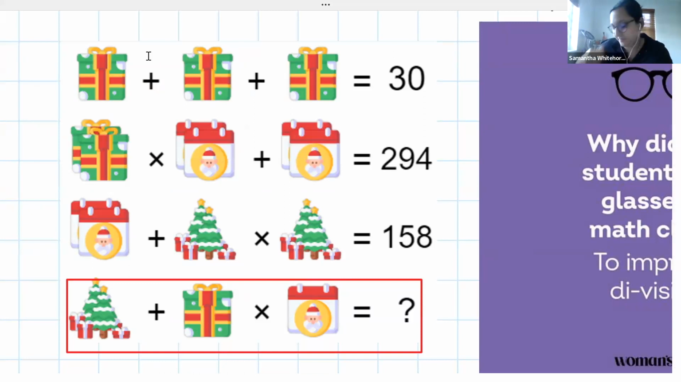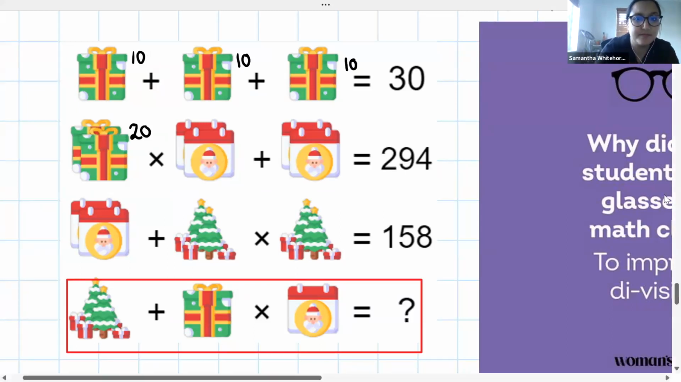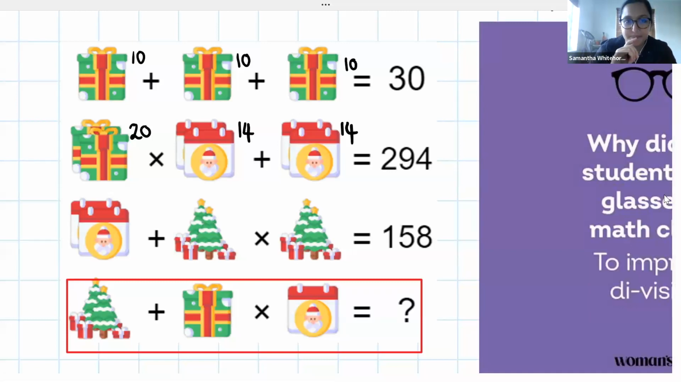Ma'am, the first one I said 10 plus 10, and that is equals to 30. Good. Yes, ma'am. And the second one I said 20 times 14 plus 14. Good. And that is 294. Then the third one I said 14 plus 12 times 12. Nice. And that is 158. And the last one I said 12 plus 10 times 7, and that's 82.